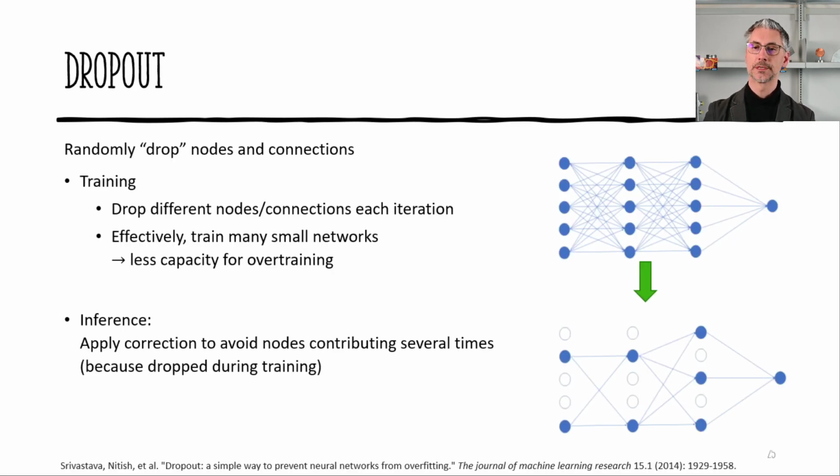One of these approaches is called dropout, and it's called like this because they randomly drop nodes and connections. During training we drop different connections and nodes at each iteration, and this effectively means that we train many small neural networks and they have less capability for overtraining. During inference then we need to apply corrections to avoid that nodes contribute several times.